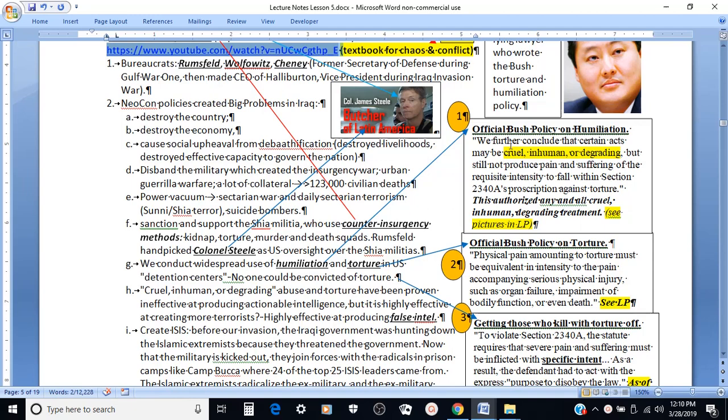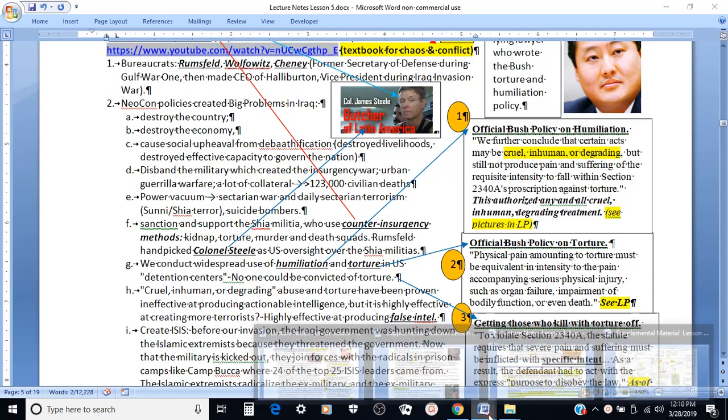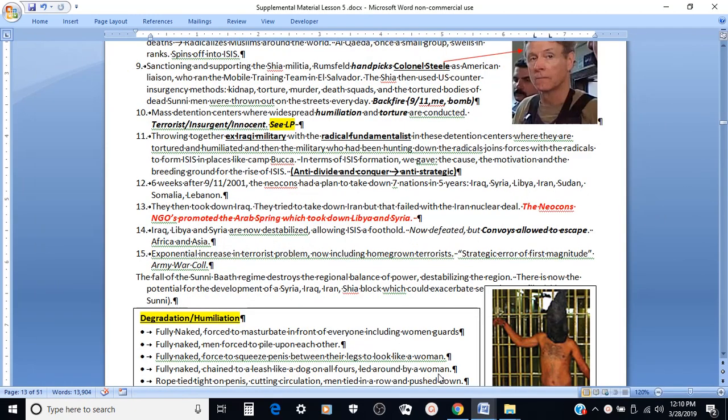quote, we further conclude that certain acts may be cruel, inhuman, or degrading, but still not produce pain and suffering of the requisite intensity to fall within section 2340A's prescription against torture. All right, so okay, I agree with that. Right, it's not necessarily torture, but it's inhumane and degrading. And let's take a look at some of the stuff that's done.